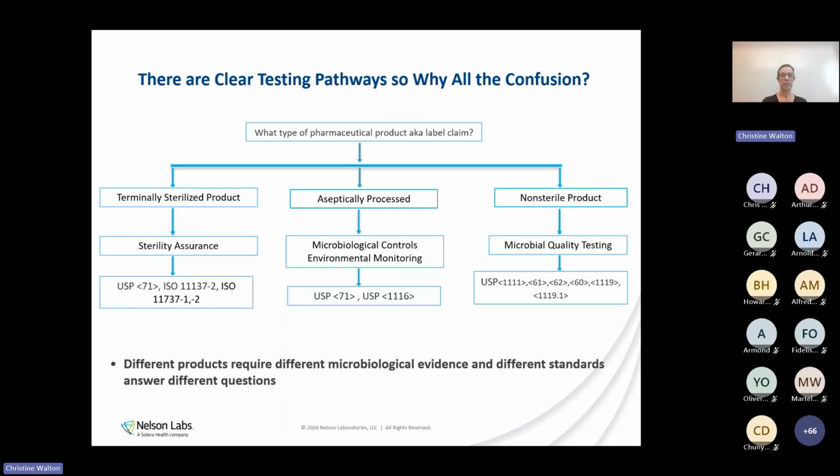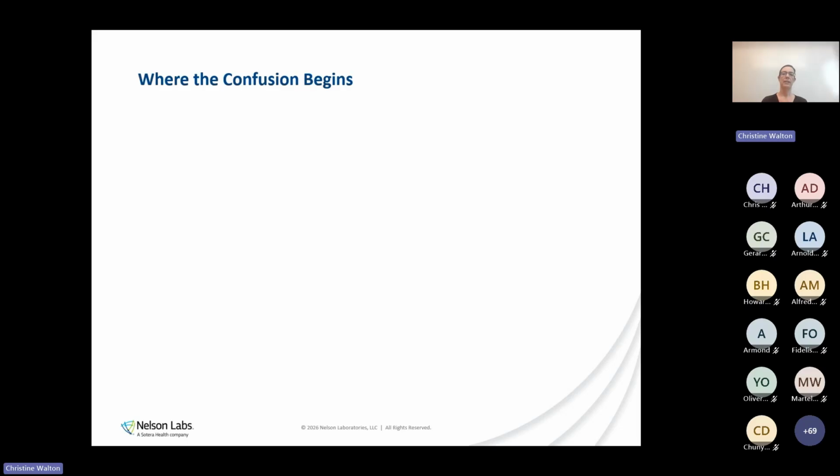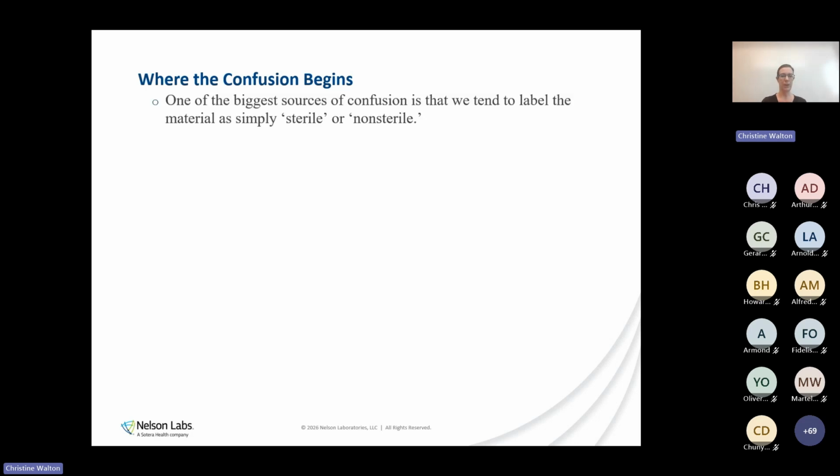So different products are going to require different microbiological evidence, and then the different standards tend to answer those questions. So that's what we're going to kind of get into here, is how each of these standards have a different intent and answer different questions, and how we can capitalize on that to build an appropriate risk-based process and testing pathway, not just, hey, this is non-sterile, this is sterile. So that looked really clear, right? That cascading pathway, but confusion does happen very early in this process.